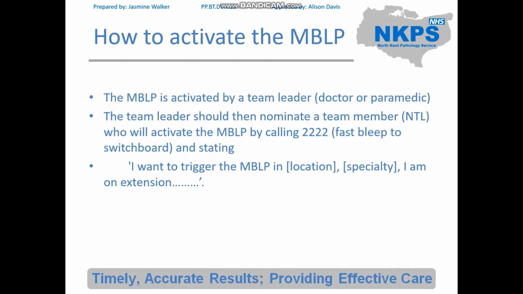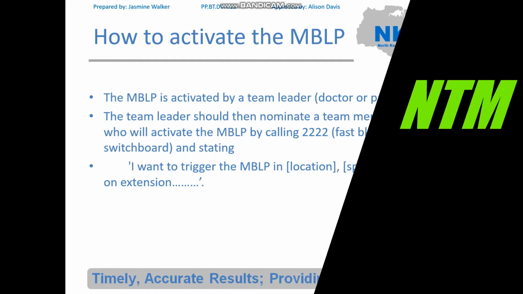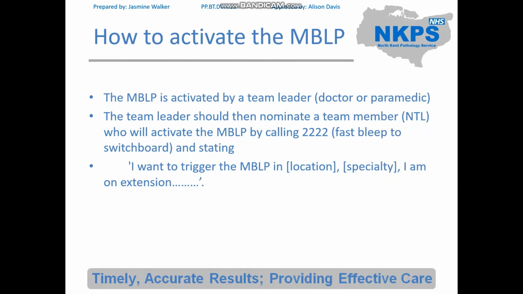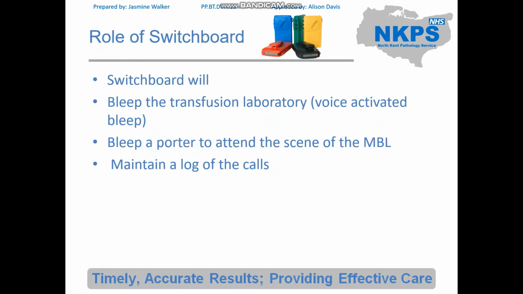In MMH, the Massive Blood Loss Protocol will be activated by a team leader, a doctor or a paramedic, for example. This team leader should then nominate a team member who will activate the massive blood loss by calling quadruple 2, which is a fast bleep to switchboard, and they will state, I wish to trigger the massive blood loss protocol in their location, their speciality, and then they will give their extension number.